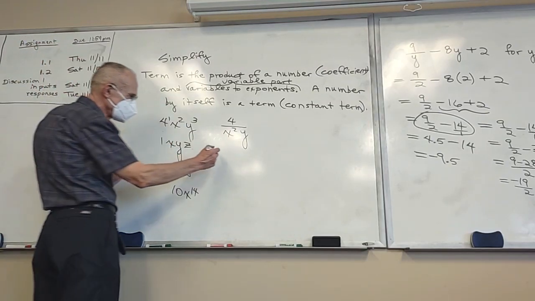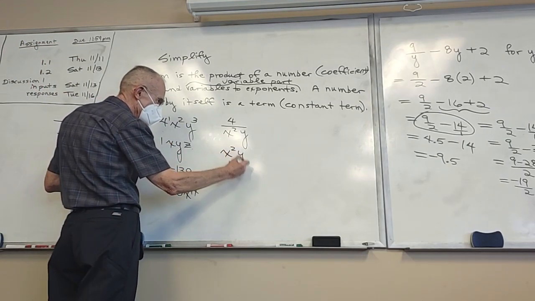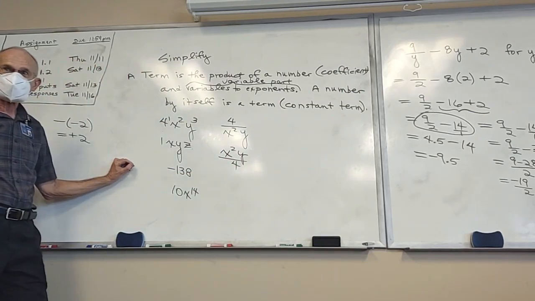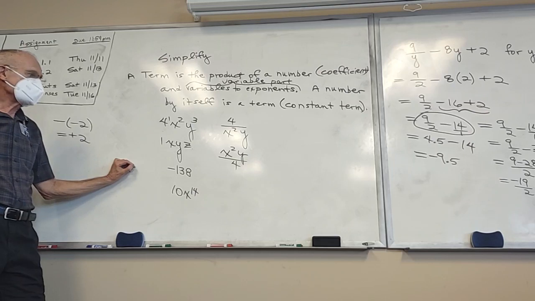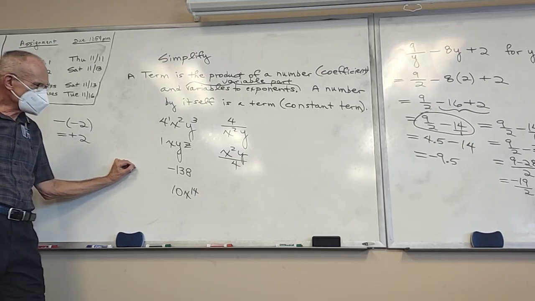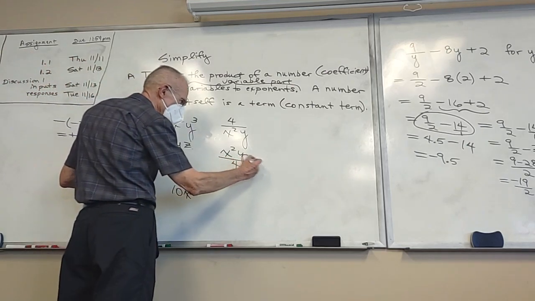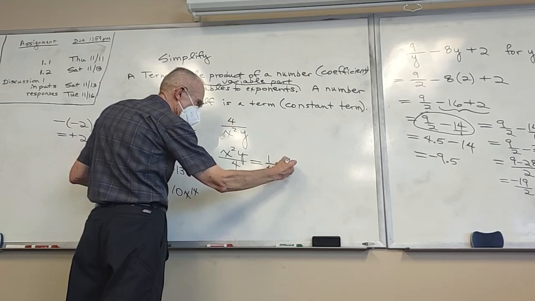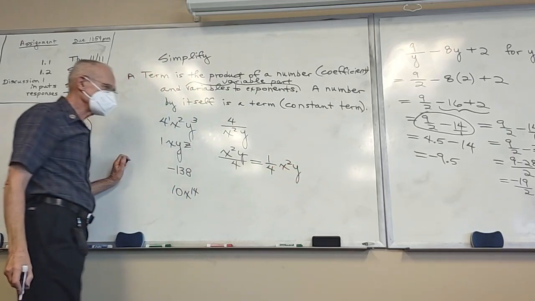Well, don't think that. If we turn this upside down, write it that way, believe it or not, that's a term. You say, why? The 4's on the bottom. Yeah, but you know what? You can write this as 1/4 x squared y. Those are equivalent.